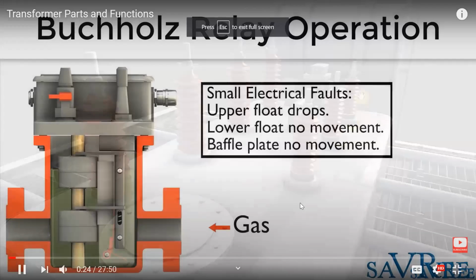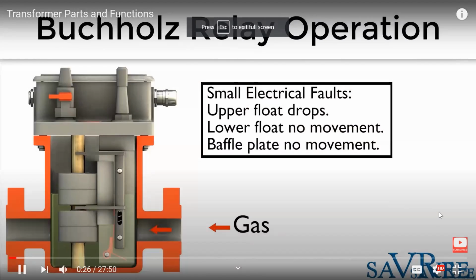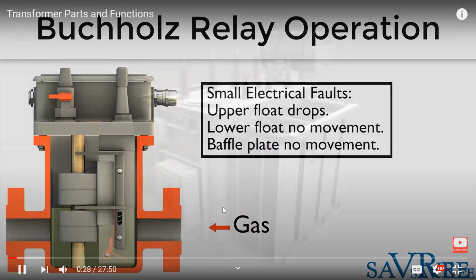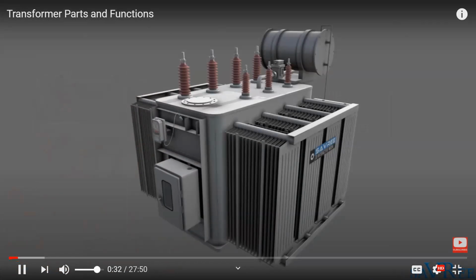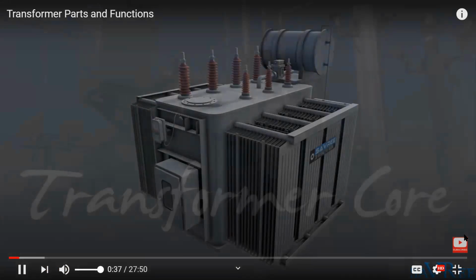Relay, temperature thermometer, and the dehydrator breather. So let's get stuck right in, and we can start by looking at the heart of the transformer, which is the transformer core.